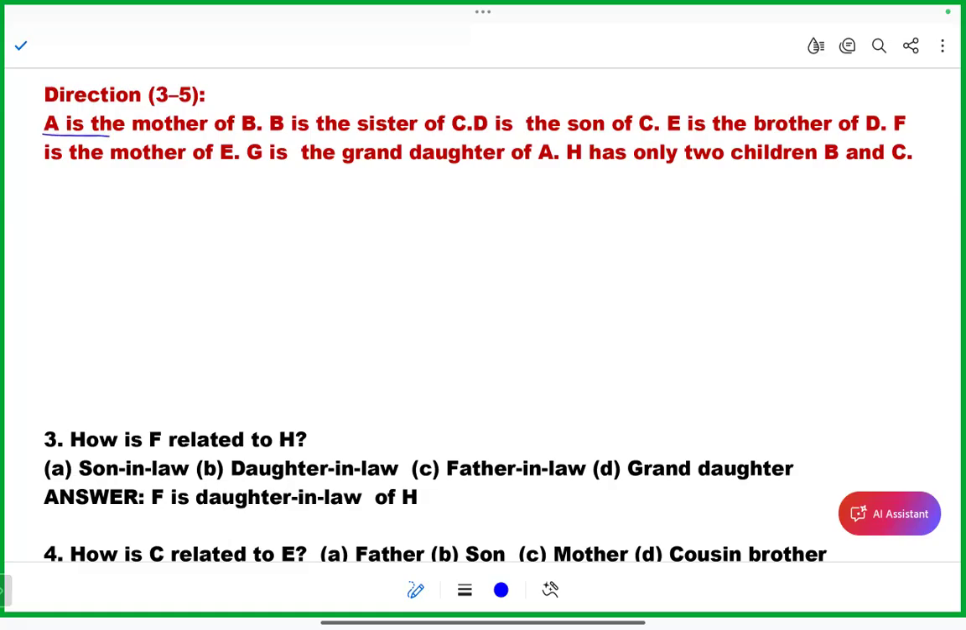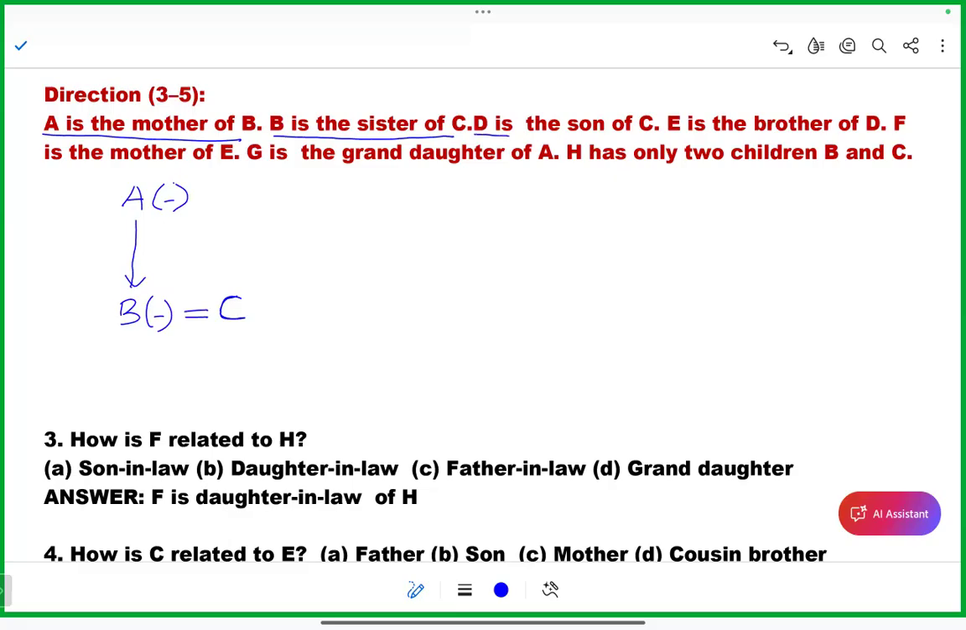From the first line, A has a mother, and P is A's mother. What is P? P is the sister of C. So P has a sister, P is the sister of C. C's position we don't know. Next line might be clear. P is the sister of C.